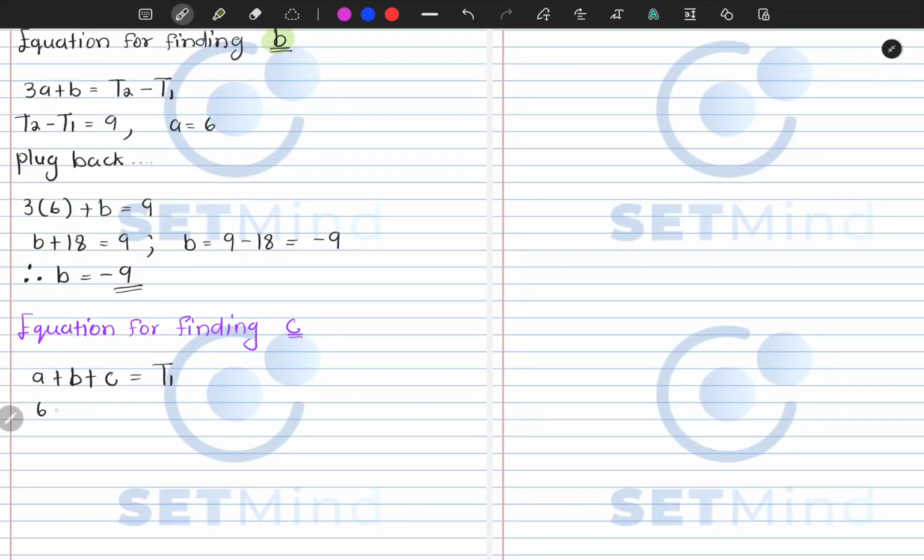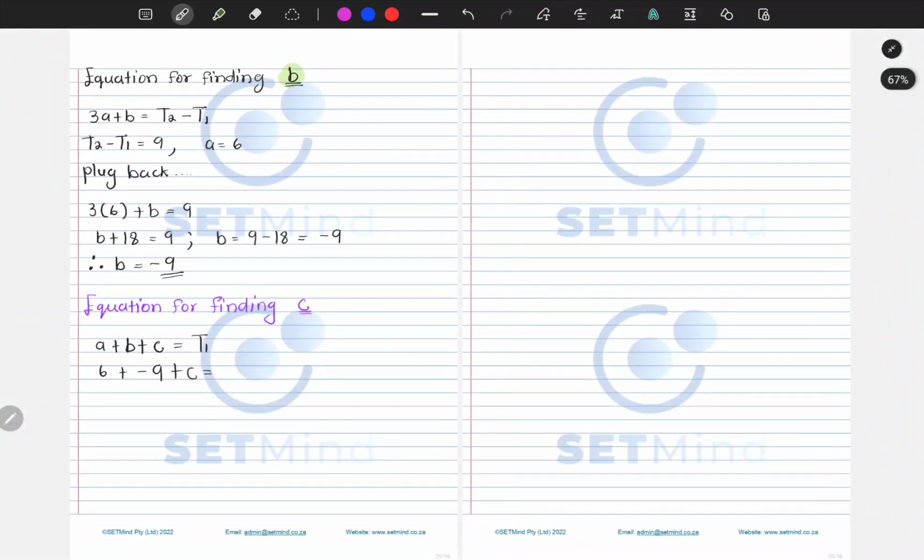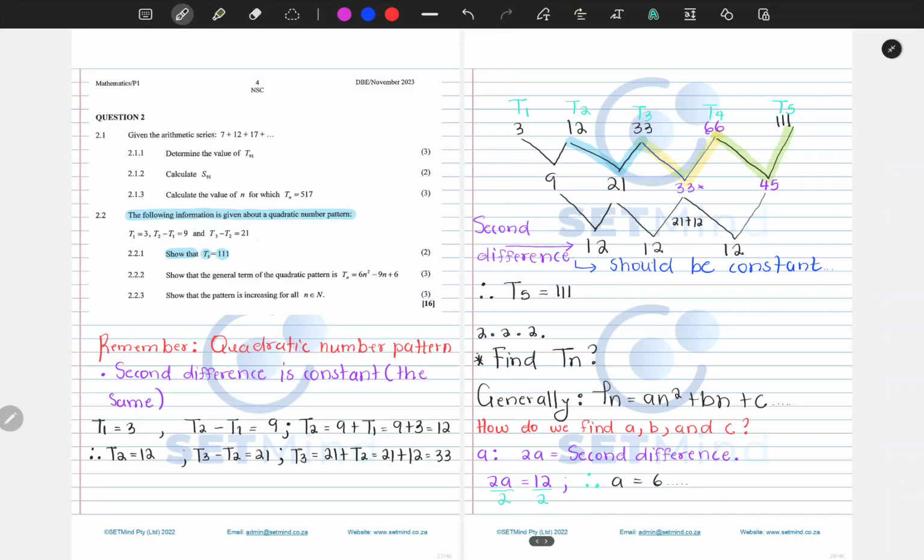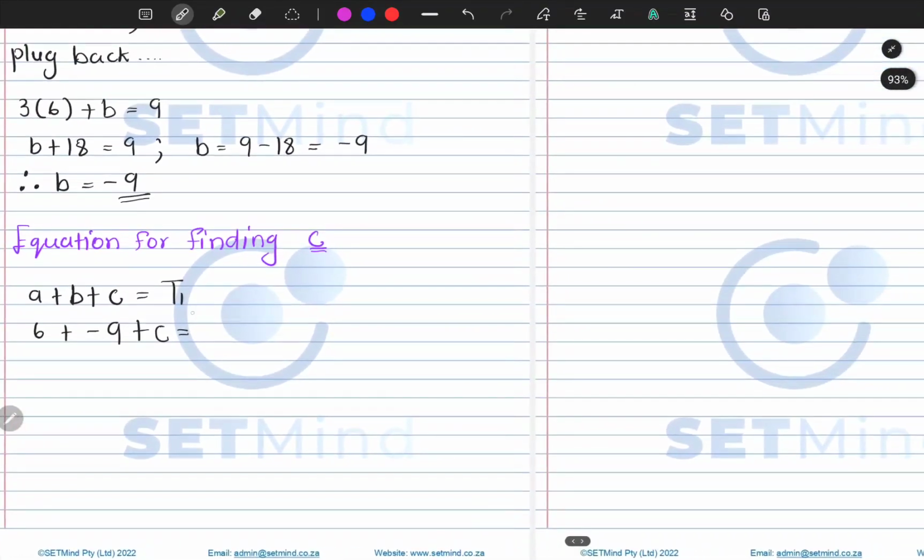So our a we already have, which is 6, plus our b, which is negative 9, plus our c we do not have, then this should be equal to term 1. If I quickly have a look at term 1, it was given as 3. So what we have is 6 minus 9, that will be negative 3, plus c, and this will be 3. If I solve for c, you'll see that we'll have 3 plus 3 when I transpose. And the c value which we will get will simply be 6. So that is our c.